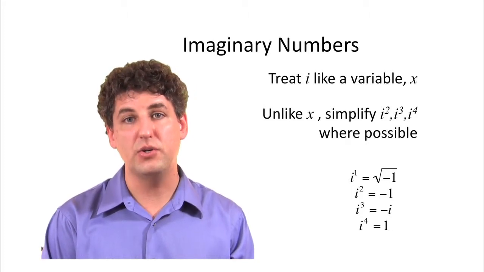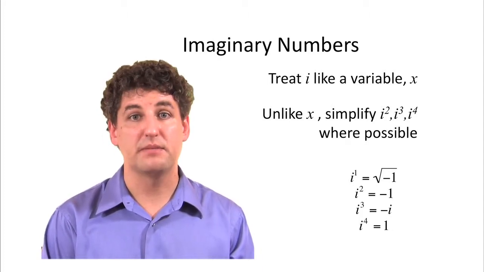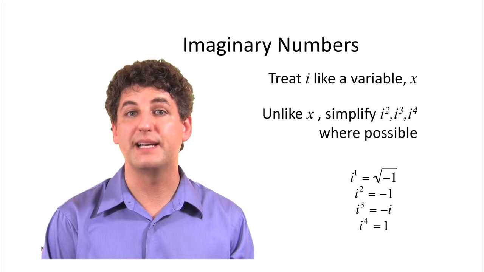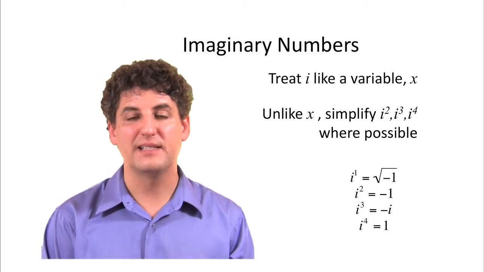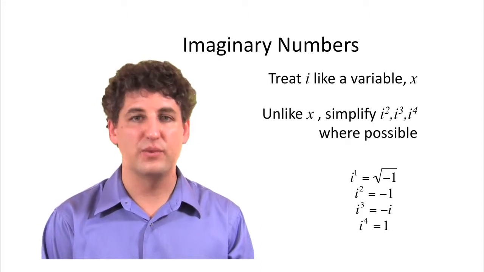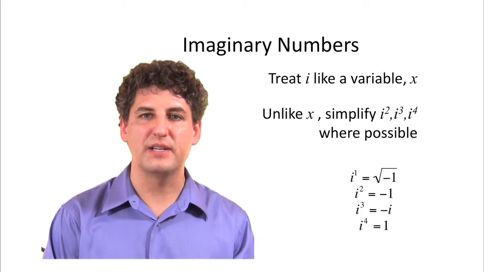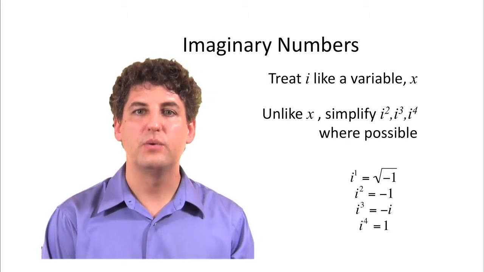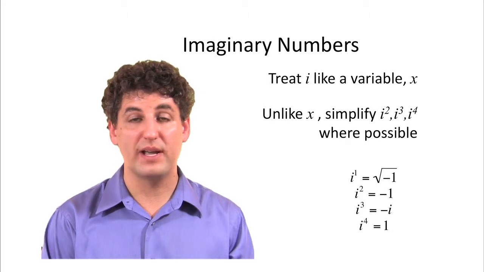Now, if you get i cubed, that's like saying i times i squared. So that would be like -i. So you can simplify it a little bit. Doesn't look as pretty or as real, but that's okay. And then finally, the ultimate simplification is i to the fourth power, which is equal to 1. Now, you need to memorize these. There's going to be no way around it.